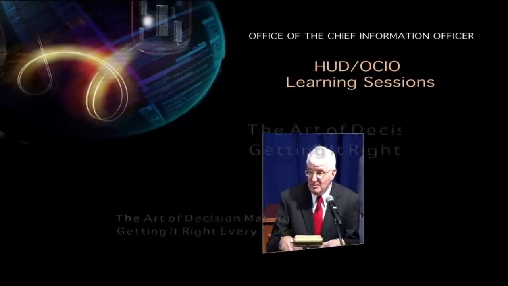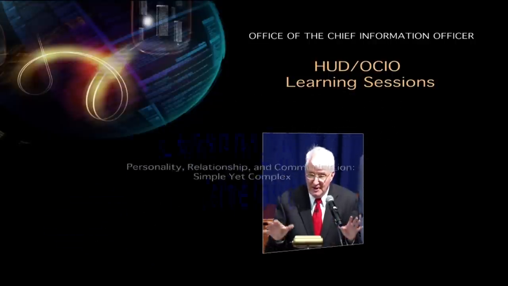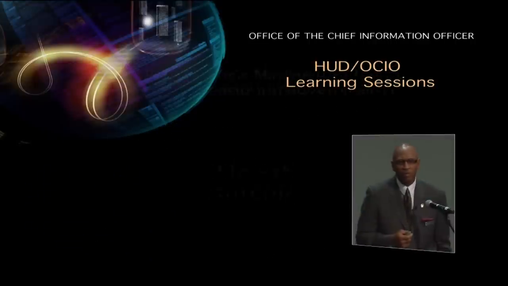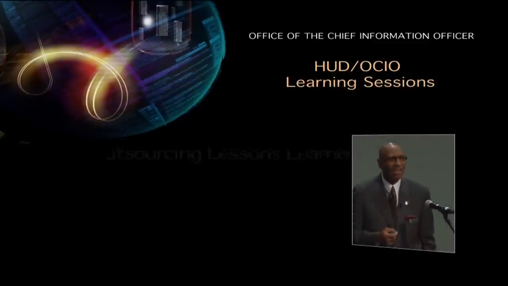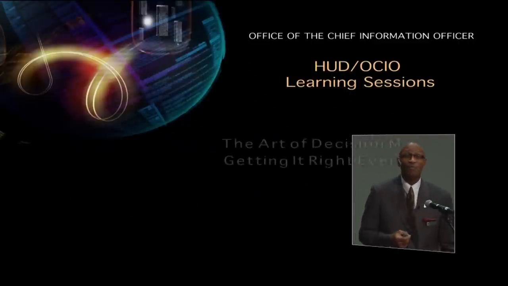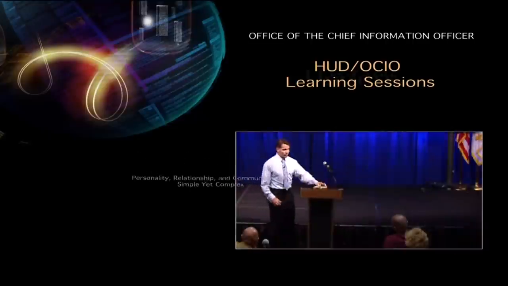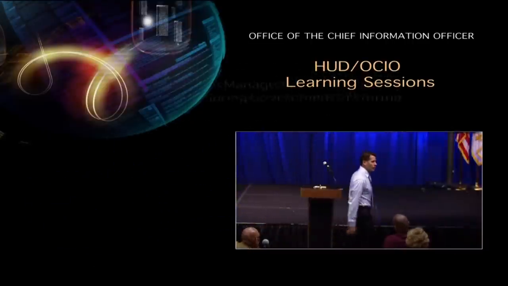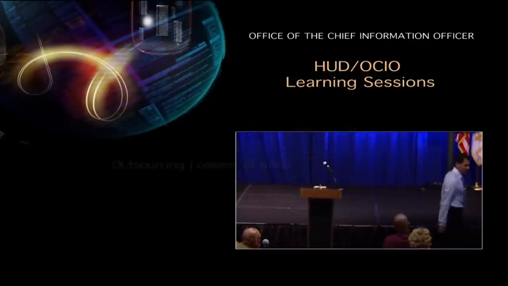We talked a little bit about some of the components of what a strategic planning system is all about. And one of the things that we believe is very important is for us to take a look at the respective environments that we operate in. So today we're going to learn about personality, the differences of personalities, and about relationships.